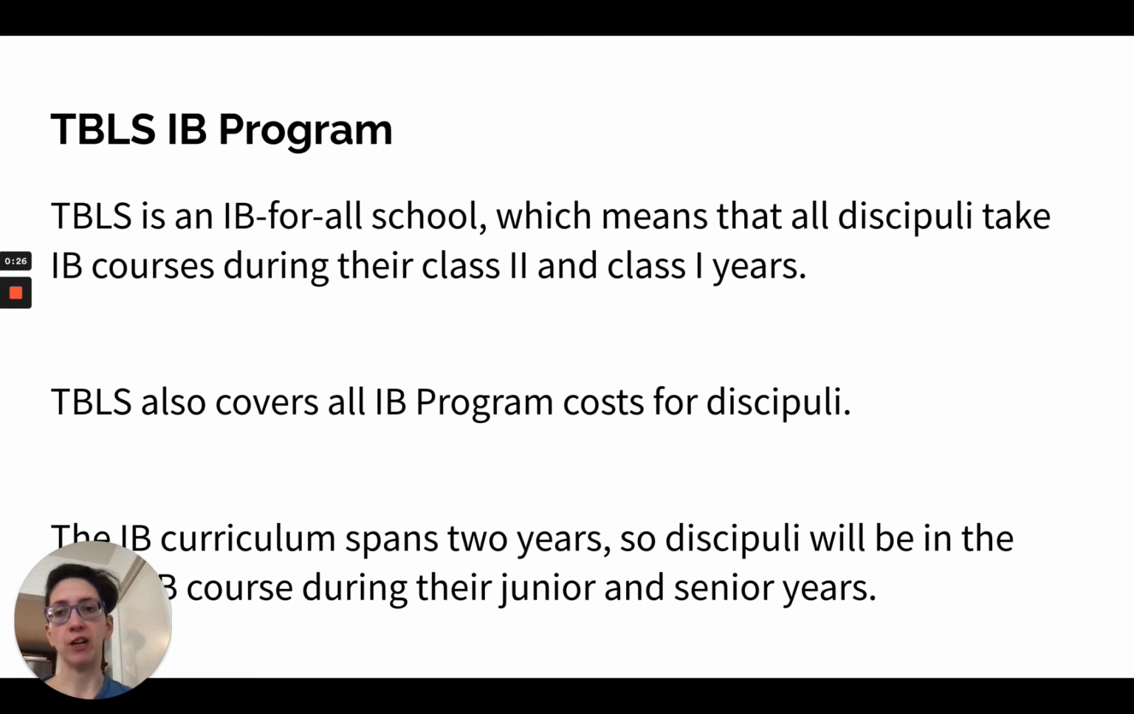So as we've been reiterating, TBLS is an IB for all school, which means that all of you will be taking all IB courses with the exception of health and physical education during Class 2 and Class 1. TBLS also covers all IB program costs for Disciply. So that's actually almost $1,000 per student. So that's a lot of money that we pay for you to enter and enjoy the IB program.